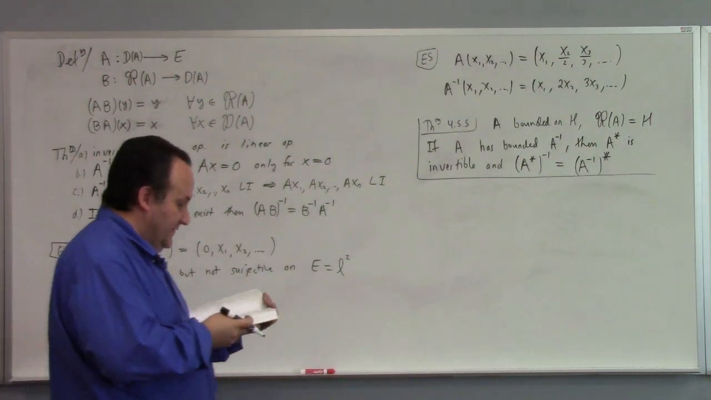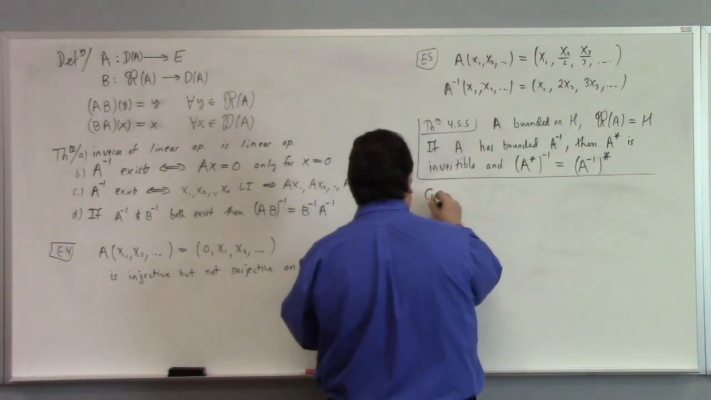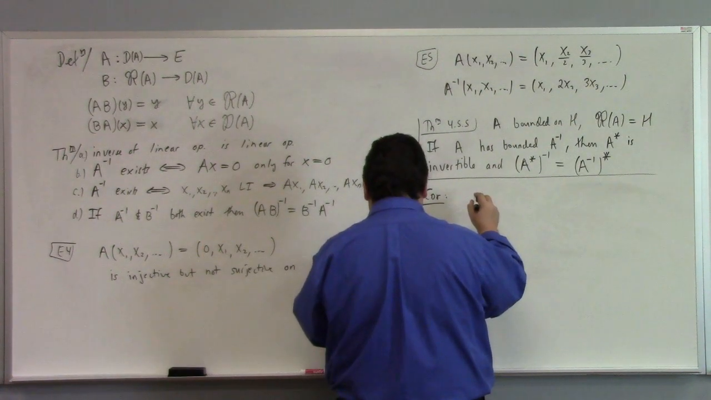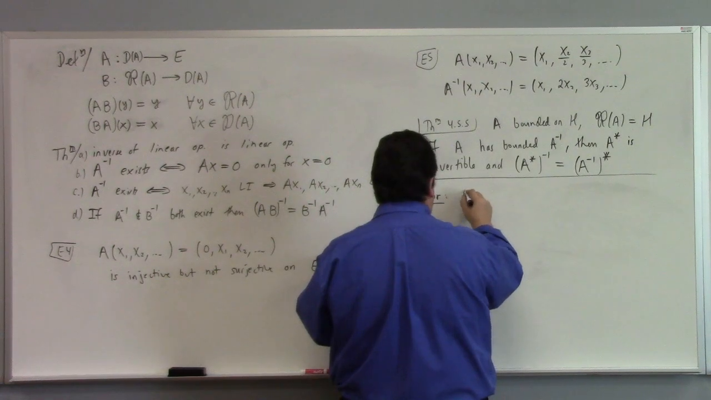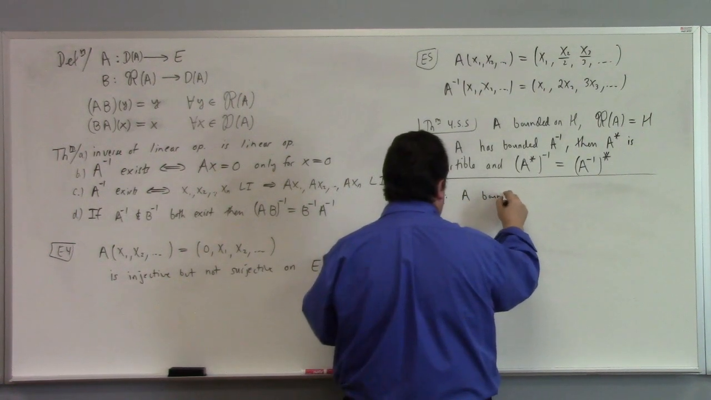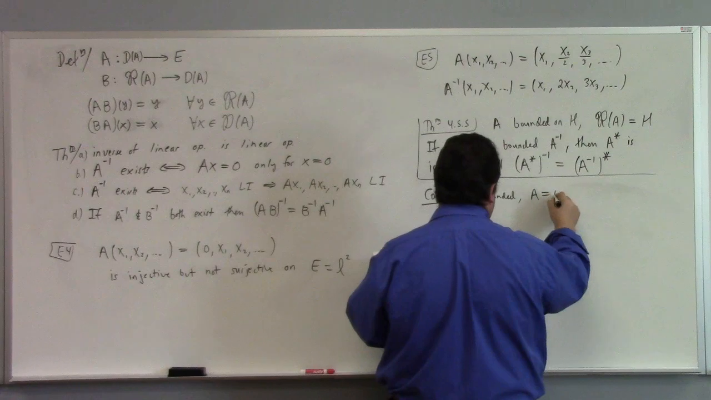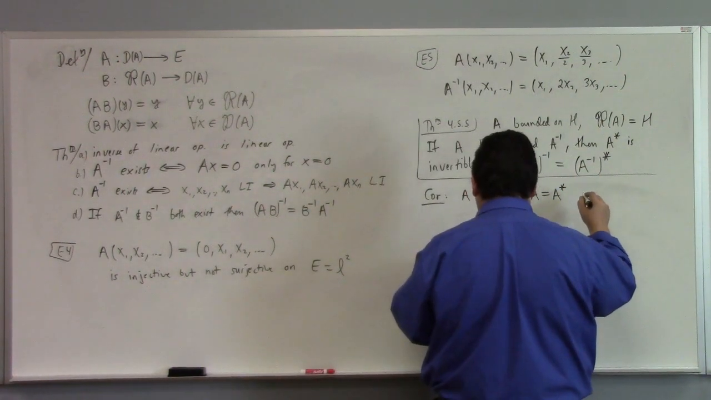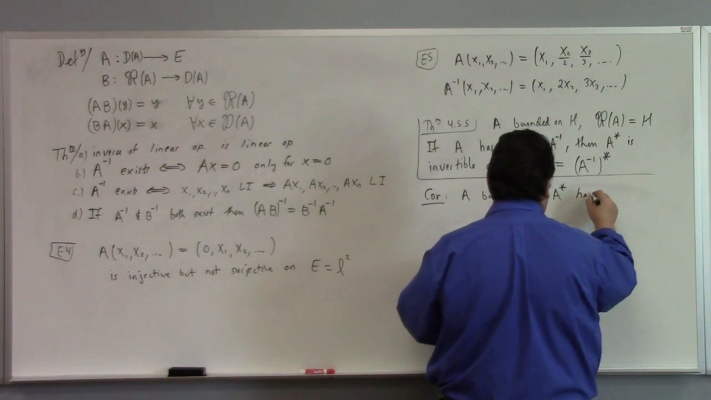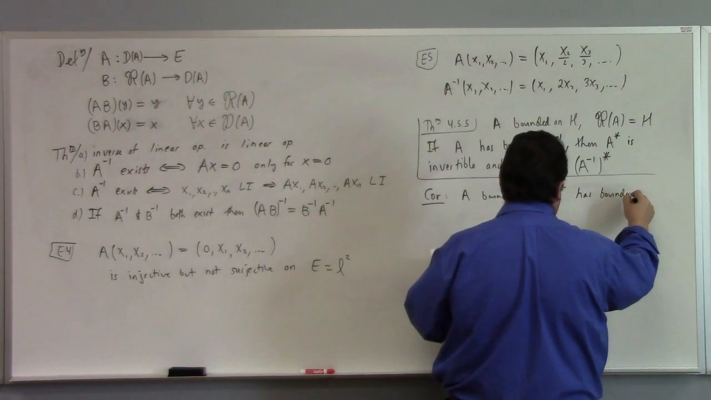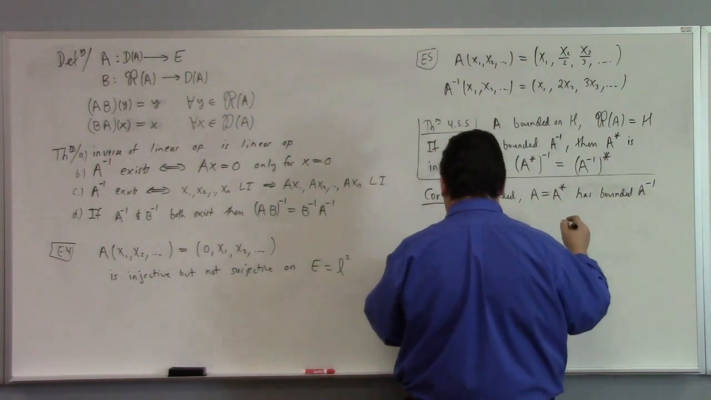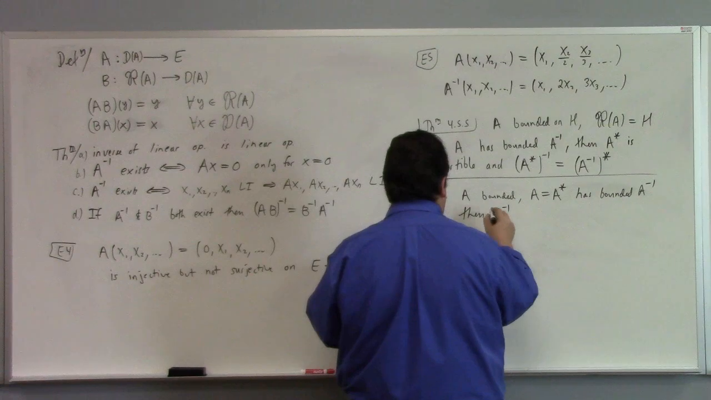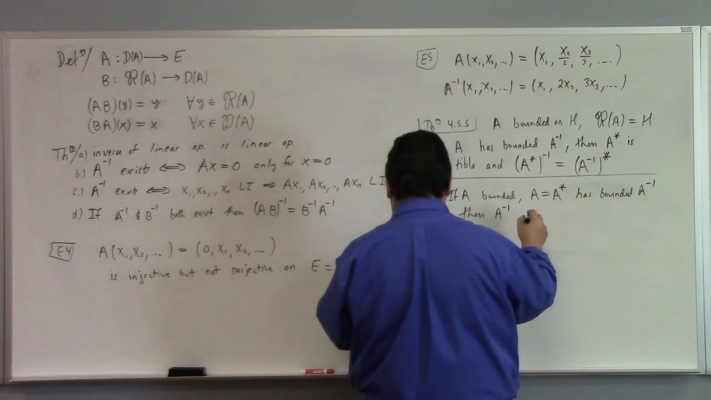And then a corollary to this: if you have a bounded self-adjoint operator A that has a bounded inverse, then A inverse is what?